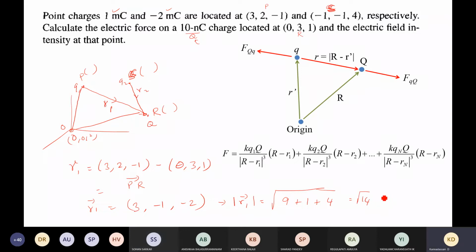By the way, we will have this R1 cube, and we can simply substitute this R vector here, and finally we can add or subtract, depending on the polarity. Similarly, you can calculate this R2 vector. So you have to calculate this R2 vector. Then you find the magnitude of the R2 vector.